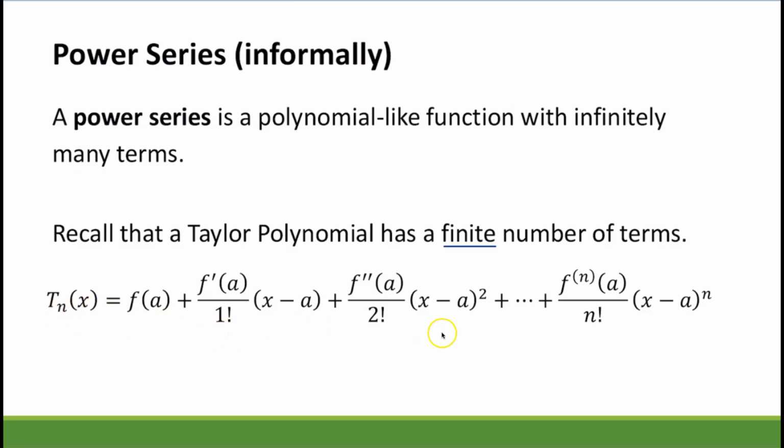Here are all of the terms, and we can see that the last term has x raised to the power of n, so nth degree, and it's a Taylor polynomial because the coefficients are obtained by finding the nth derivative of some function f evaluated at a over n factorial. So again, this has a finite number of terms. A power series would have infinitely many terms.